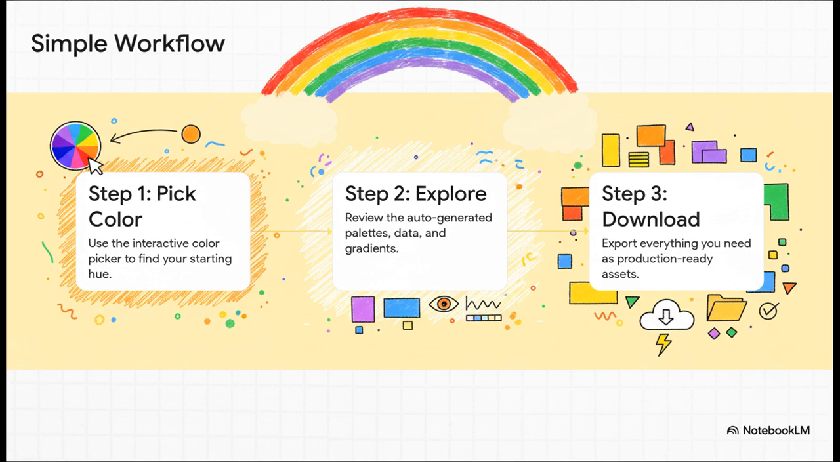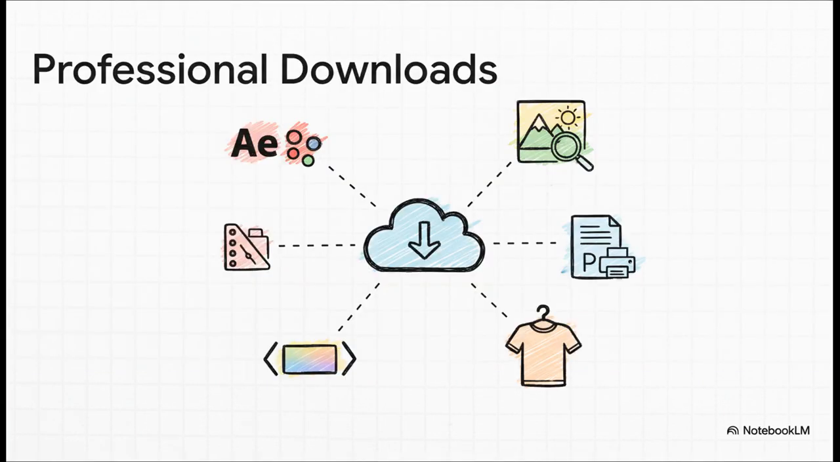Seriously, it's 3 steps. You pick your color, you explore all the awesome palettes and data and gradients it generates for you, and then you just download everything you need. It's such an efficient process from start to finish. And the amount of stuff you can download is just fantastic.